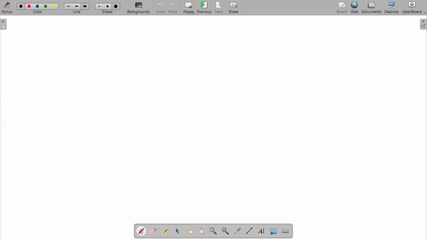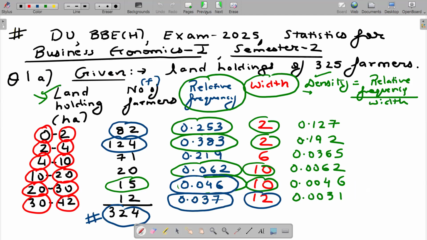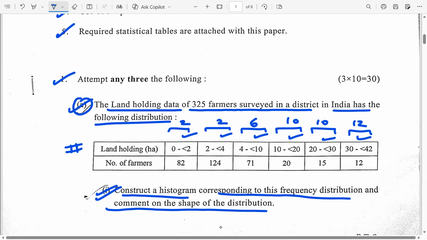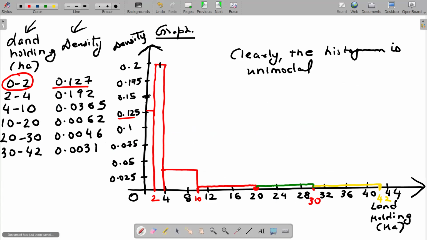Coming back to the previous page, let's also look at what the next question is asking us. So we have done part 1. Comment on the shape of the histogram. If I come back to the whiteboard, students can see how the histogram is looking. The histogram seems to be positively skewed. Clearly, the histogram is unimodal. It has only one peak. This is the peak. You can see it is unimodal.